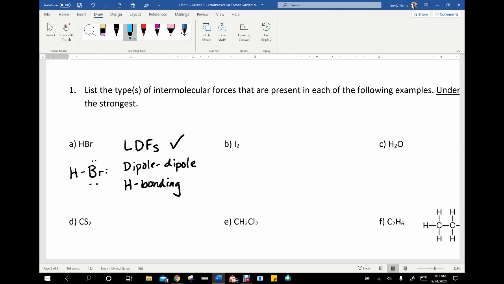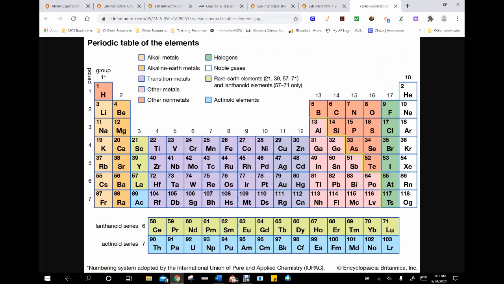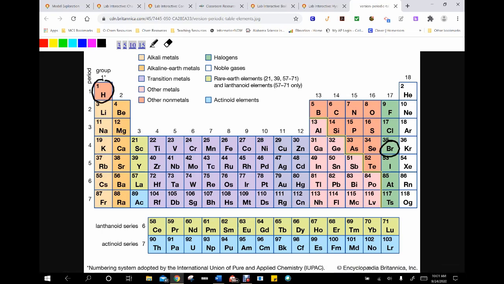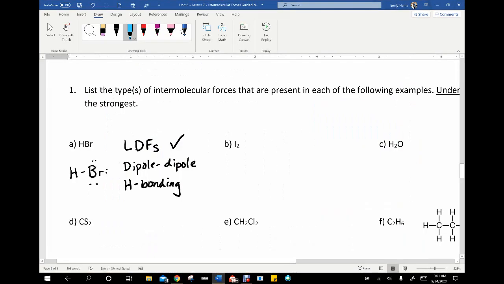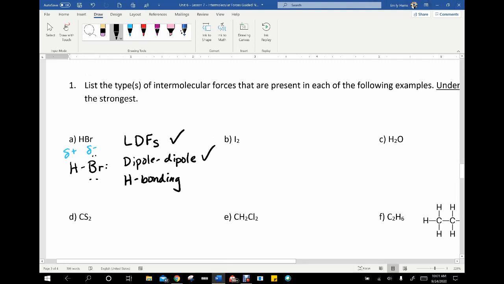Now we need to check to see if it has dipole-dipole forces. For it to have dipole-dipole forces, the molecule needs to be polar. So let's examine the difference in electronegativities between hydrogen and bromine. Bromine is way over here. Hydrogen's on the left, so yes, they will have a difference in electronegativity. Bromine is more electronegative. It will be partially negative. Hydrogen is partially positive. So yes, we do have dipole-dipole forces.